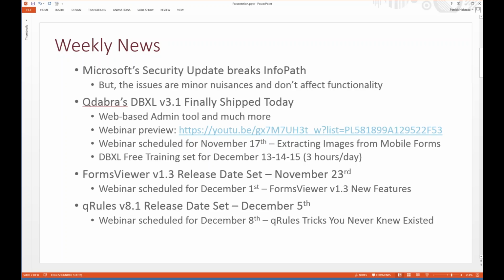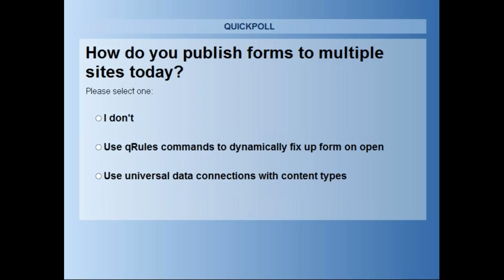So we've got one more poll, and that is, how do you do this today? Do you have forms that you copy to subsites? If you don't, just click on the first button. If you're using qRules to automatically dynamically do it, that's cool. We have customers doing that. And some of you may be using content types and UDCX files, which work. In fact, we've done webinars in the past, so it looks like about 80% of you don't do it today, and about 10% of you are using qRules, and about 10% of you are using the other ones. So thanks for playing the quick poll here.